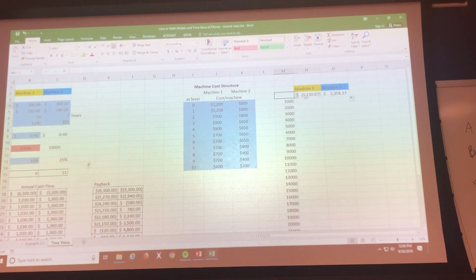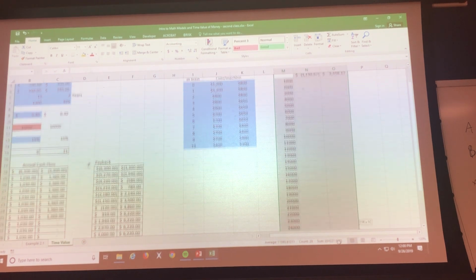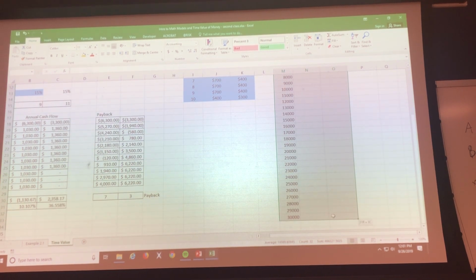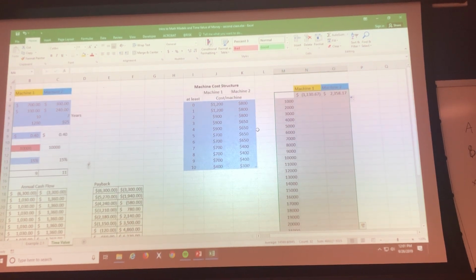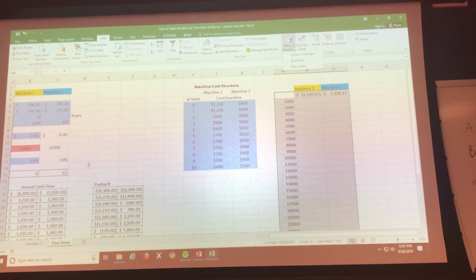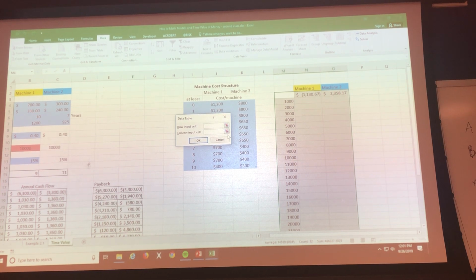Then the one-way table, I'm capturing that row that has the output references, all the way down to 30,000. That's my data table. I'm gonna have two output columns, one input. So I go to Data, What-If Analysis, Data Table. My one-ways are always gonna be vertical. That's just more conventional. So my input is found in a column. So I go to column input cell, and where should that 1,000, 2,000, 3,000 be plugged in?